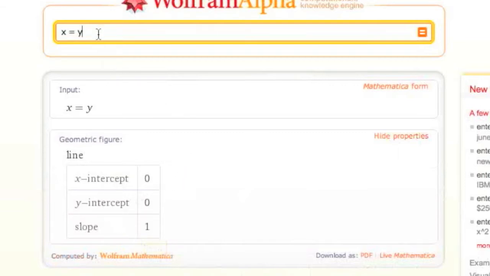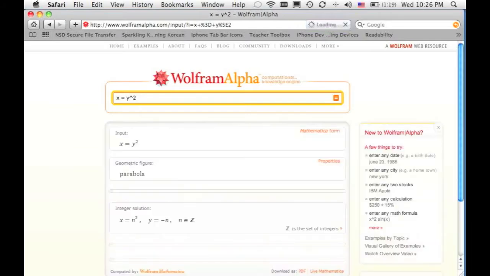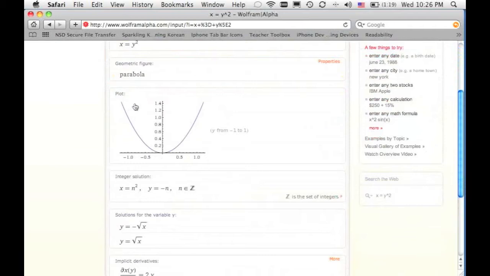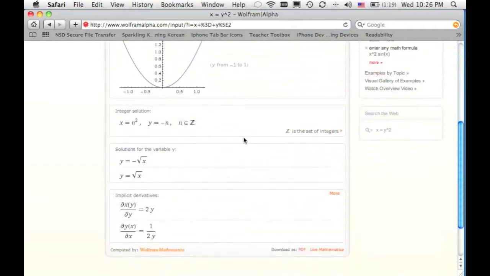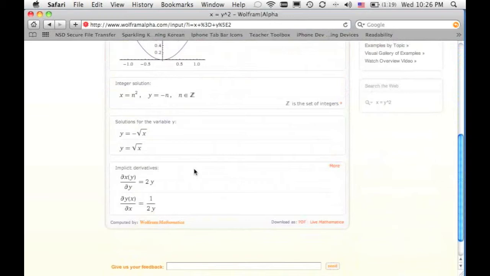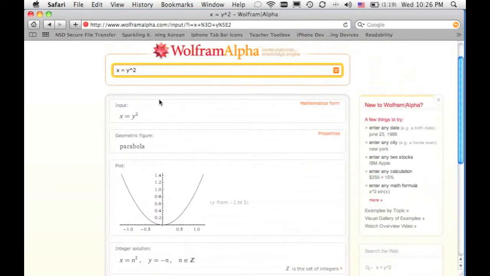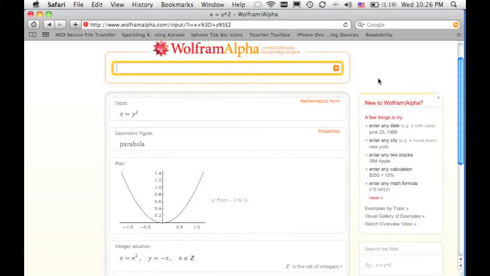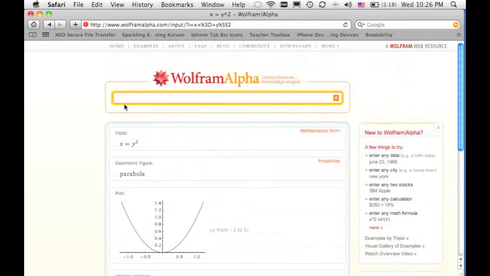Let's make it even more complicated. Let's put an exponent of 2 here. All right, and it plots that out for you. It's a parabola. Gives you some other mathematical explanations. You can type in complex equations here and it will give you the step-by-step solutions for it. So if you're a math teacher, watch out. Let's take a look at some of the other things you can search for.